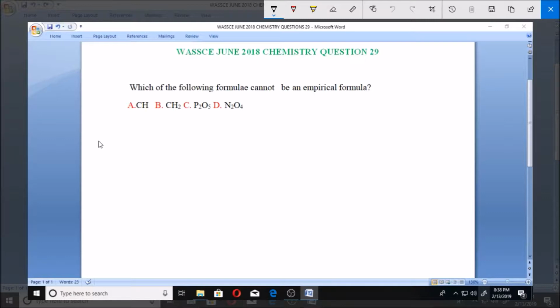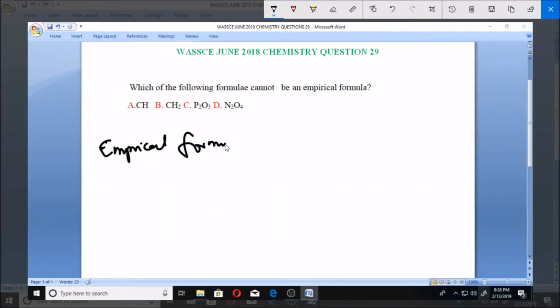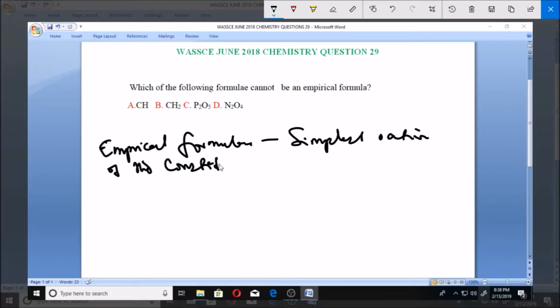Now, for you to have an empirical formula, we know that the empirical formula is the formula with the simplest ratio of the constituent elements. So it has to be the formula with the simplest ratio of the constituent elements.